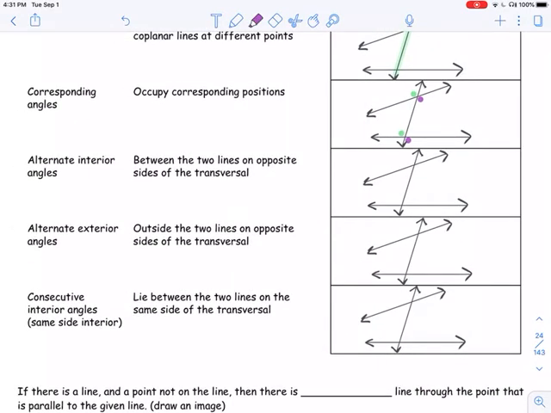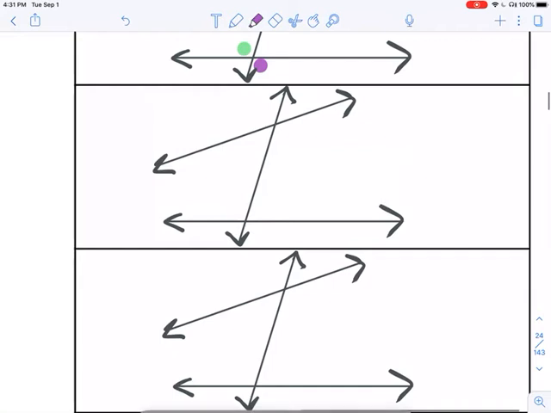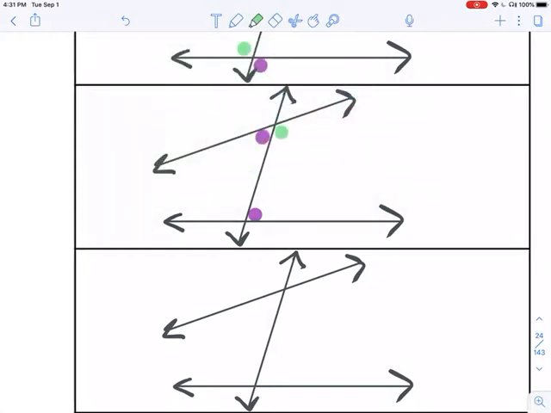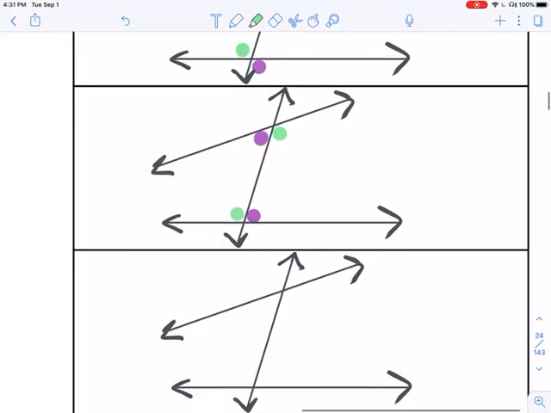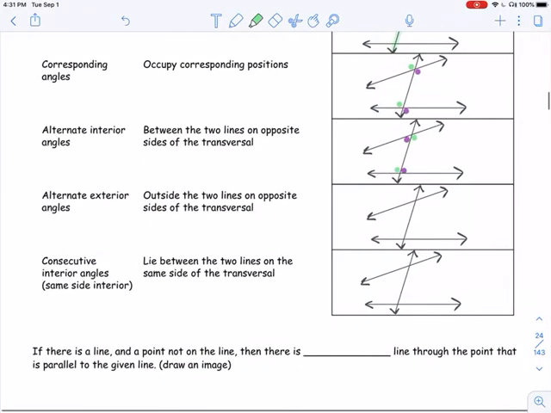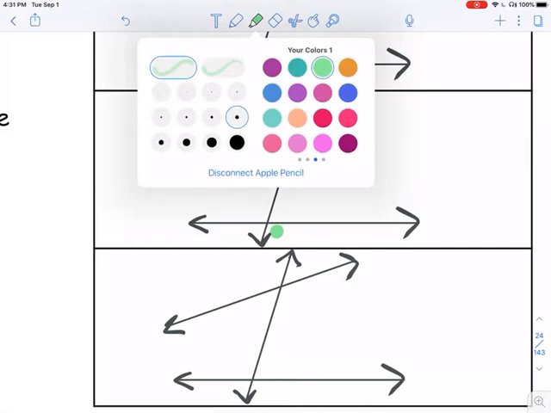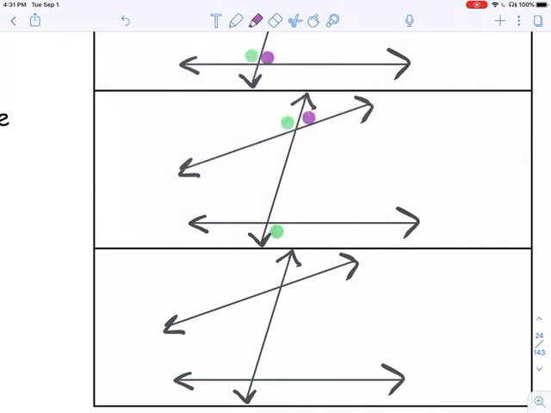Alternate interior angles are between the two lines and on opposite sides of the transversal. So we're inside the sandwich here and on opposite sides of the transversal here. And then here and here. Okay. Alternate exterior angles are angles that are outside the two lines and on opposite sides of the transversal. So we are on the outside of the sandwich here, and I want to be on the outside of the other on the opposite side. So those two would be alternate exterior angles, as would these two.